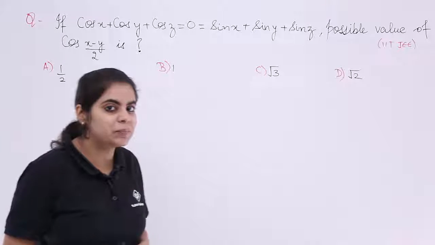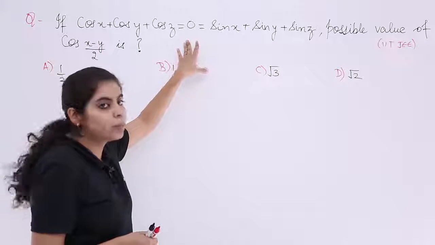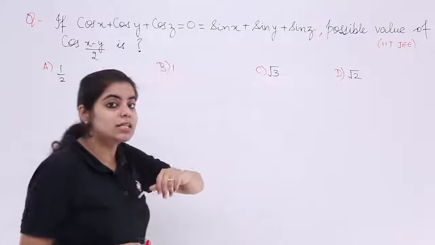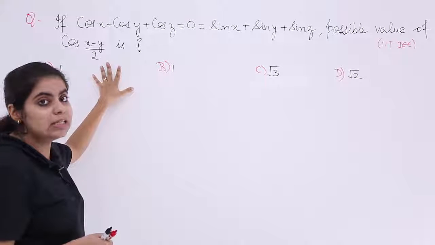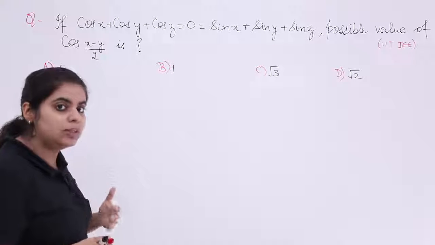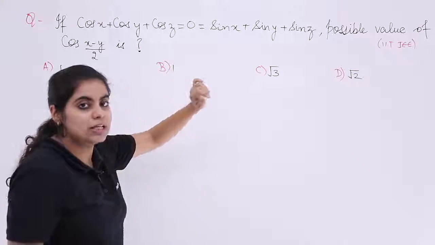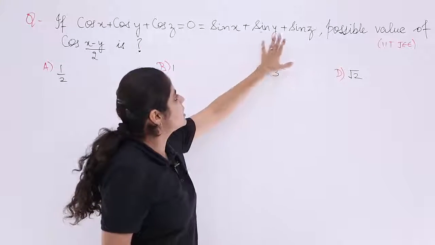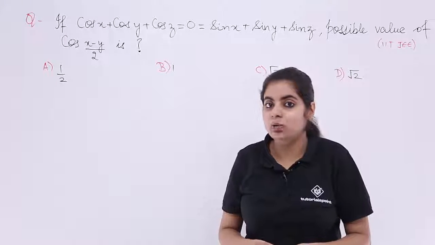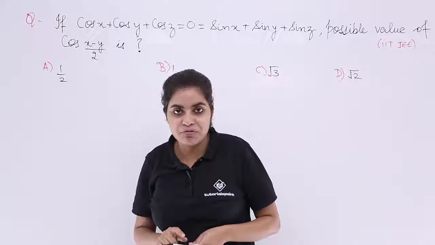Let's read the question together. If cos x plus cos y plus cos z is equal to 0, which is also equal to sin x plus sin y plus sin z, what is the possible value of cos (x minus y) upon 2? So basically with the two equations given to me, cos x plus cos y plus cos z equal to 0 and sin x plus sin y plus sin z equal to 0, I have to compute the possible value out of the four given options of the expression cos (x minus y) by 2.